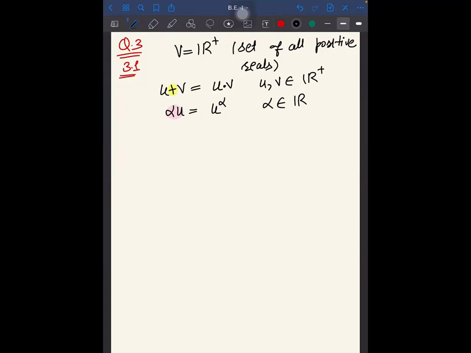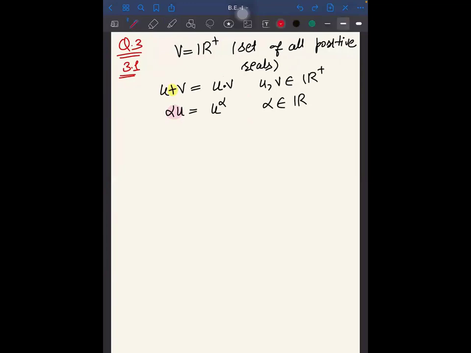Now see how things are going to change and how we'll prove each and every property, but this time things will change. So see how it works. First of all, the very first thing is that they should be closed under addition and scalar multiplication. And we shall prove that this set is going to be a vector space over R plus, right?